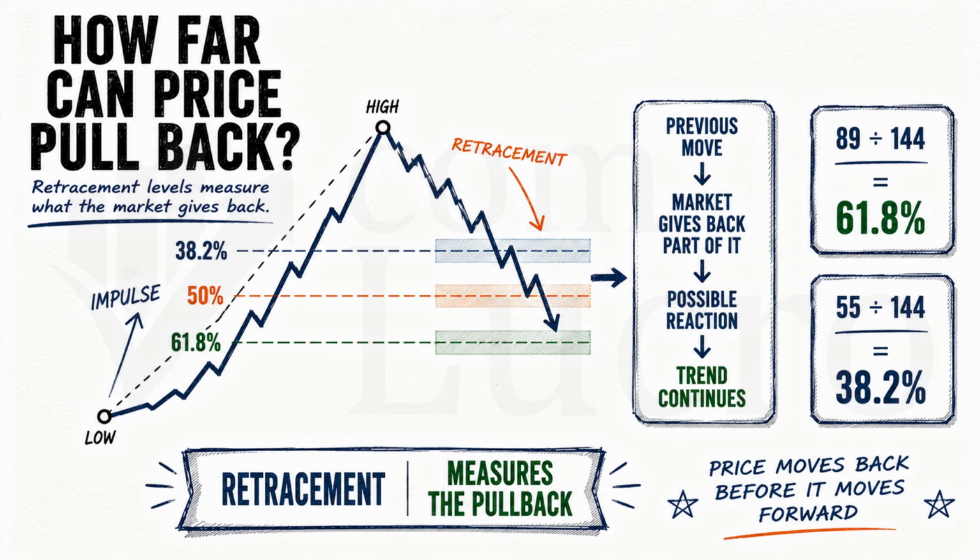When we apply these ratios to price, we get the retracement levels, 38.2%, 50%, and 61.8%. They estimate how much of a previous move the market might give back before continuing its trend. And they come straight from the sequence. 61.8% is one number divided by the next, like 89 divided by 144, while 38.2% is a number divided by the one two places ahead, such as 55 divided by 144.